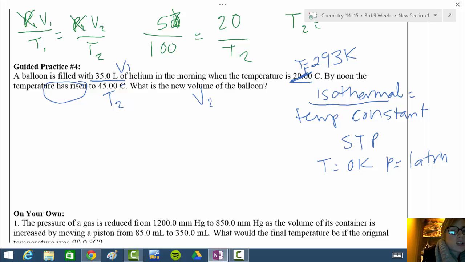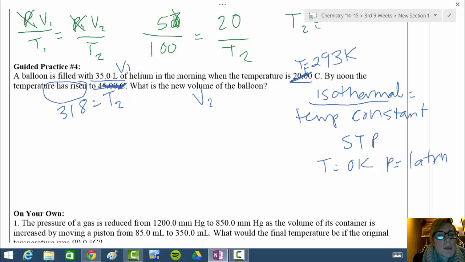Oh, and I need to change this number to Kelvin. So I take 45 and I add it to 273. I get 318. That's T2. What's the new volume of the balloon?